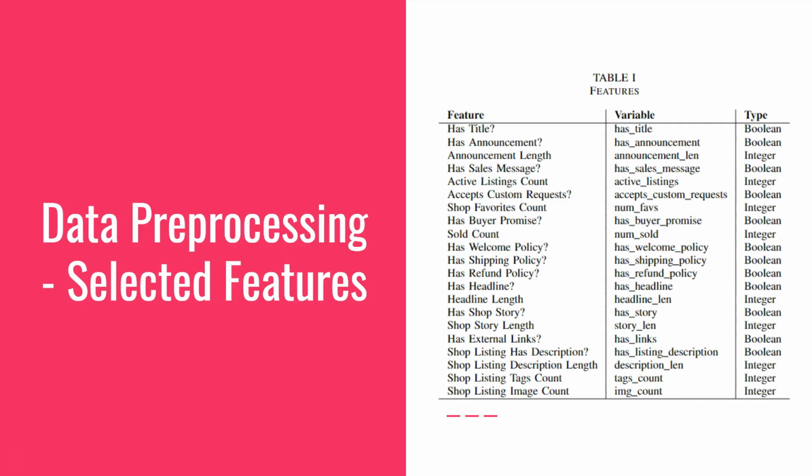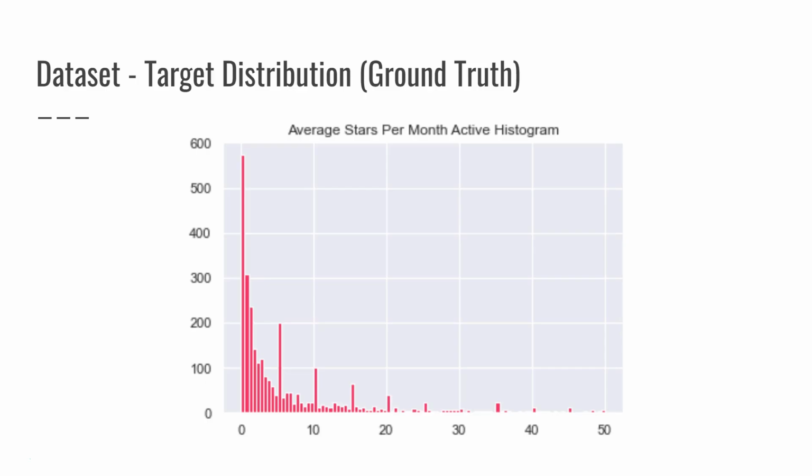So here's the selected features, like I mentioned. I selected quite a few different things, and they're all either going to be Boolean or integer. Some of these I was particularly interested in, such as whether the total number of listings that a shop has actually has an impact on what the review could be, or whether having a refund policy would potentially affect the seller's opinion. But yeah, this was just the stuff that I targeted that I thought might be interesting.